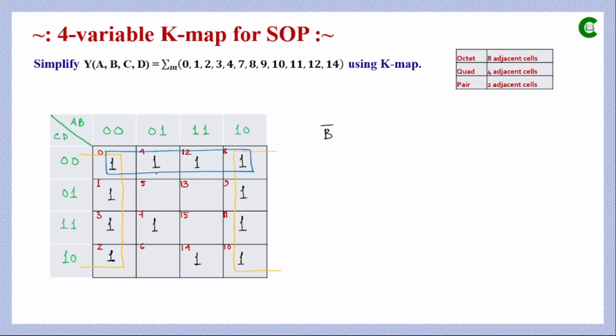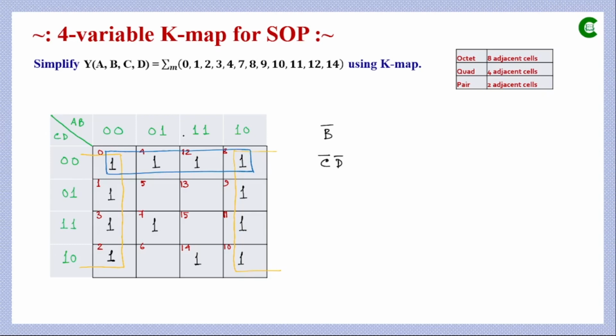And when we simplify based on this quad, what we can see here, between these two adjacent cells, B is changing value and here also B is changing value, so B will be eliminated. Between these two cells, A is changing value, so A will be eliminated. And for C and D, when we evaluate, we will see that C and D remain same and their values are 0 0. So in the modified term, the variables will be C complement and D complement.